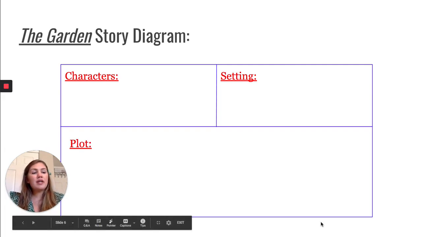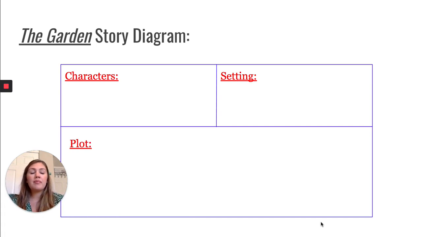For the plot, what was the problem? Remember, the plot is the problem and the solution that the characters come up with in the story. So what was the problem that Toad or Frog were facing in the story? Go ahead, tell the person next to you or try writing it down.